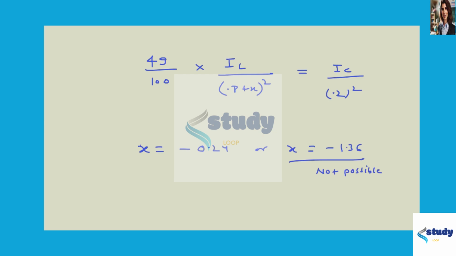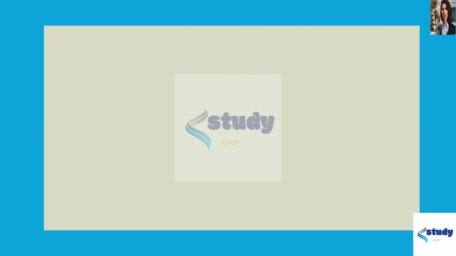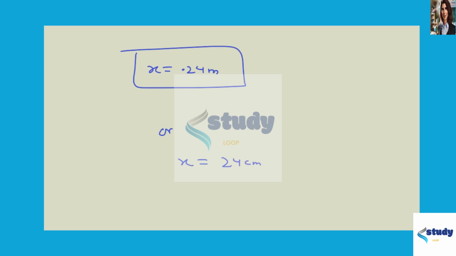So finally I can write the value of x is equal to 0.24 meter. Note the negative sign indicates the distance is to be decreased. Or in centimeter you can write it as 24 centimeter. So both are the answers.